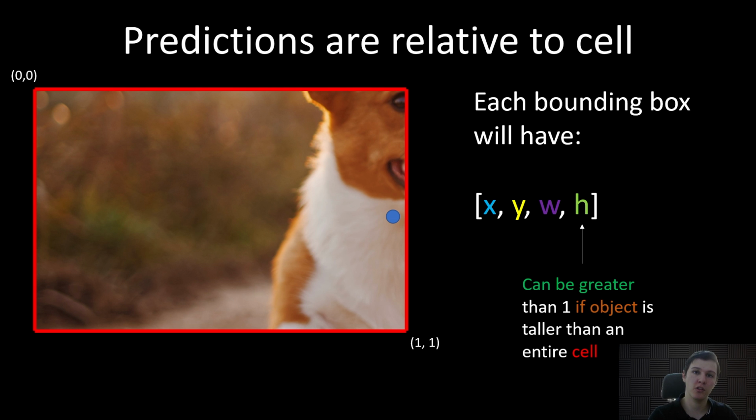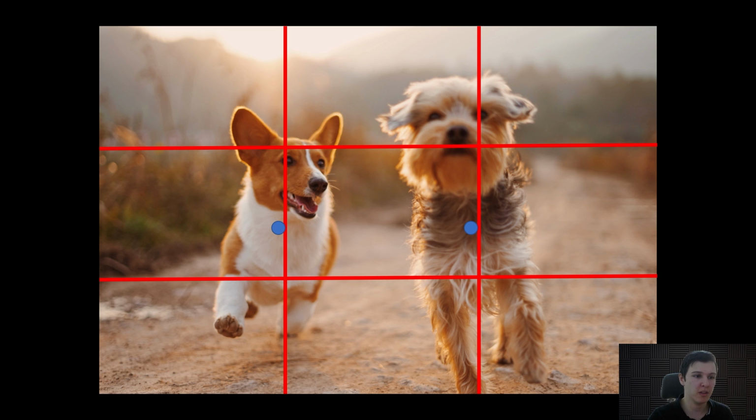So, if we just zoom out again and look at the entire image, we can see that the height of both of those two dogs is greater than an entire cell. So maybe this one height is maybe 1.5 times one cell height.